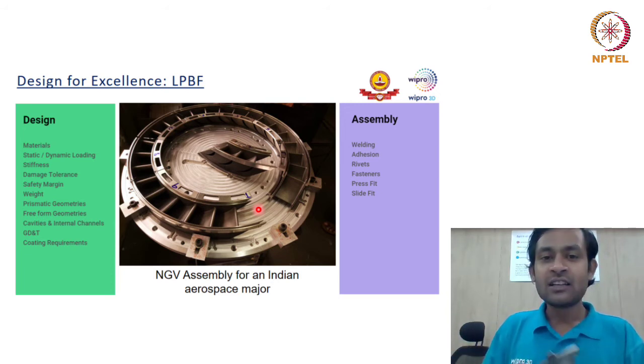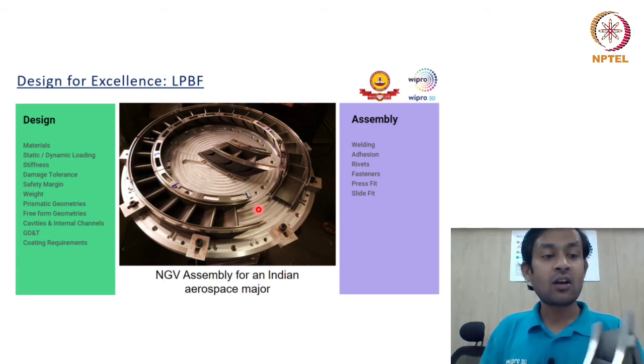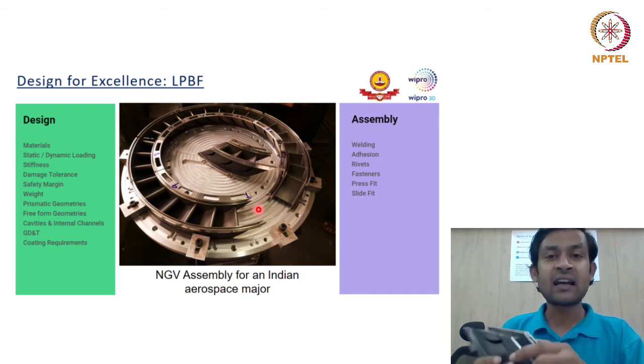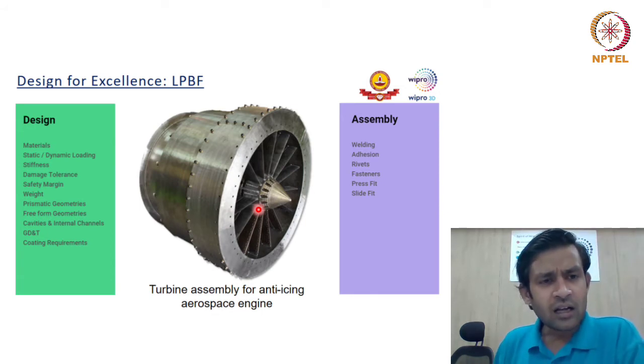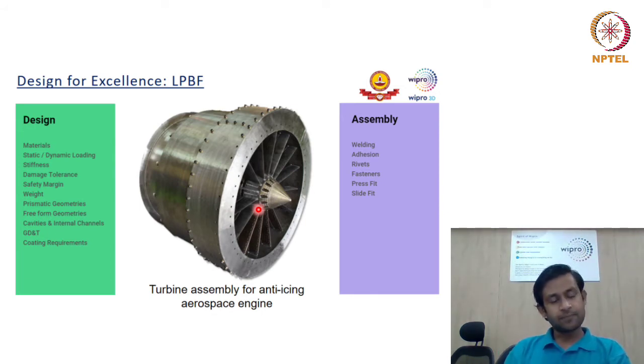That's why you saw that the manufacturing technique and the assembly are both very much required when I want to create the right CAD data to produce in 3D printing. Another example of assembly considerations in the design phase: this is a turbine assembly for an anti-icing aerospace engine, for another Indian major. In this assembly, a few components are made through conventional manufacturing, sheet metal fabrication, and a few components, the critical components, the aerofoil surfaces and the nozzle which has internal cooling channels, were all made through additive manufacturing.